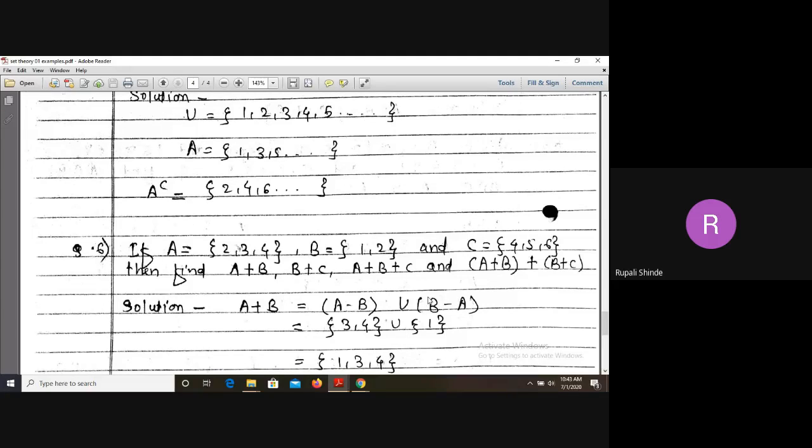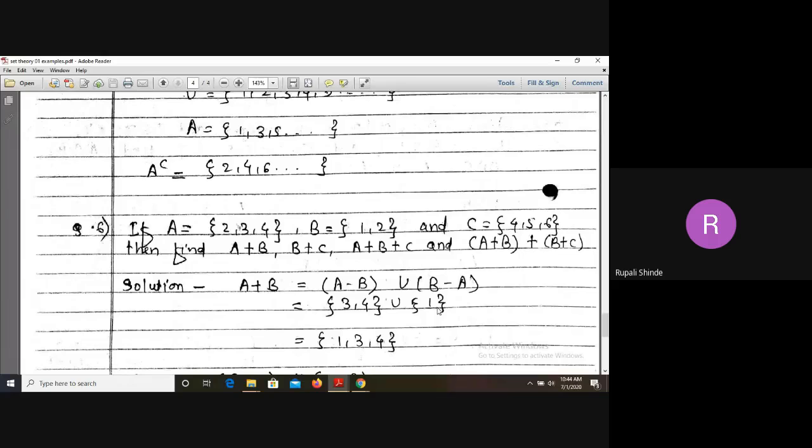Union B minus A. Now, first set is B. We have to find those elements that are present in B but not in A. Again, whatever is common between B and A, we have to remove from set B. Here 2 is common between these two sets, so we remove 2 from set B. Then you will get the answer as set 1. Now we have to perform the union operation on these two sets, so we just combine the elements as 1, 3 and 4. So this is the answer for A plus B.